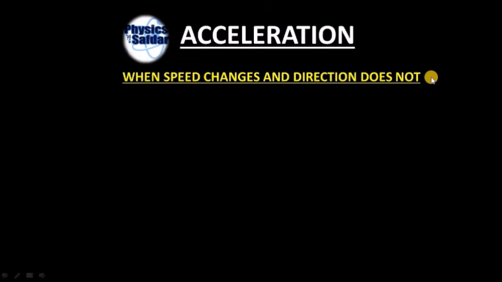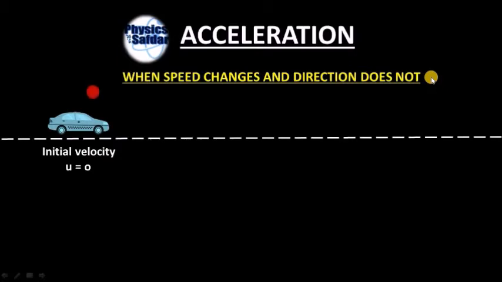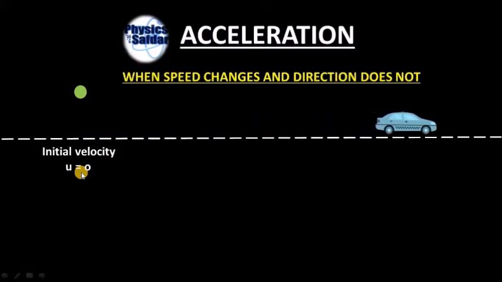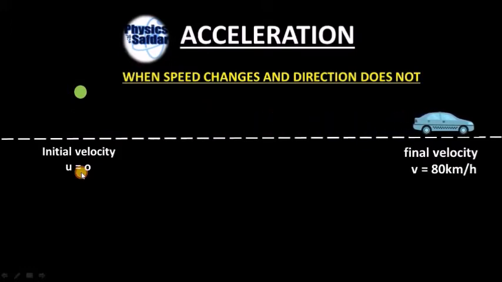Now you will learn about acceleration in detail. Look at this first condition: when speed changes and direction does not. Look at the diagram. A car is initially at rest, that's why its velocity is 0. The red light is showing the car at a traffic signal. When this red light turns green, the car starts motion and moves in the forward direction. The final velocity of the car is recorded as 80 km per hour.